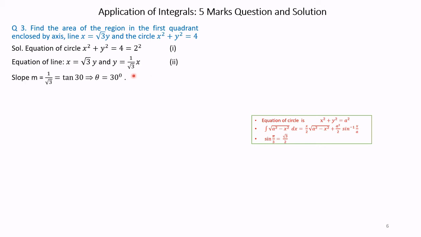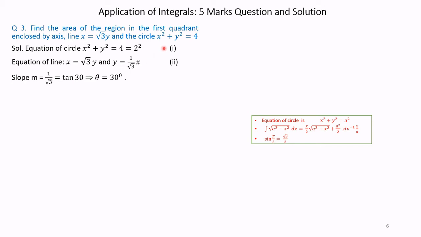Now we know if y is equal to mx, as we have learnt in coordinate geometry, where m is the slope, the value of m is 1 by root 3. If you take tan inverse, tan 30 is 1 by root 3. Therefore, theta is equal to 30 degrees. So the given line is inclined at 30 degrees.